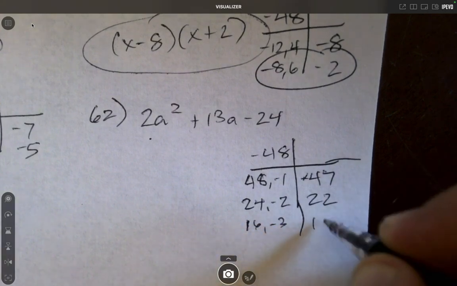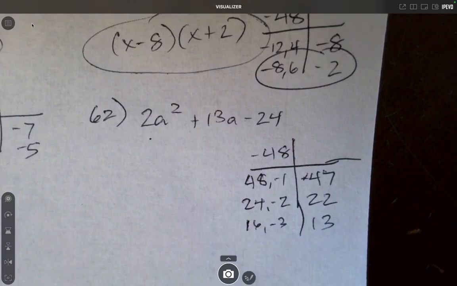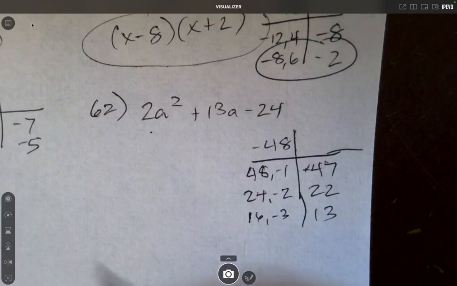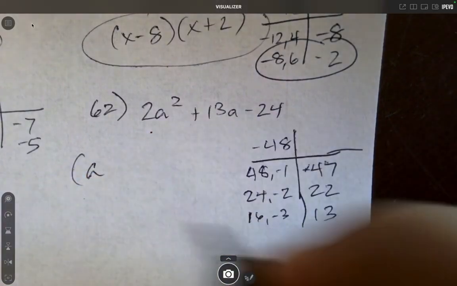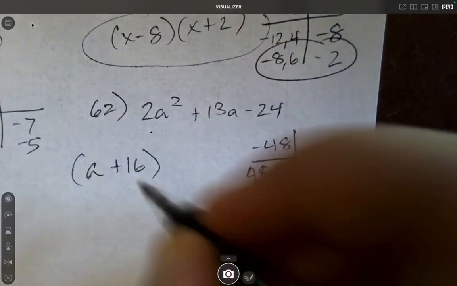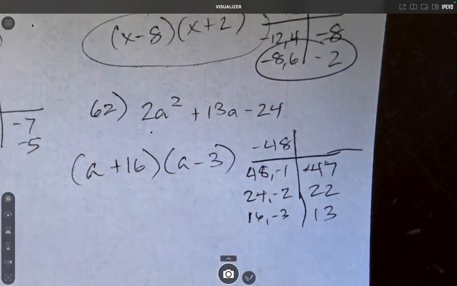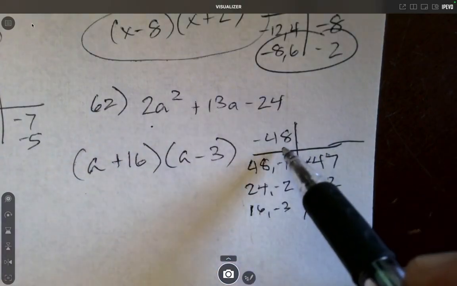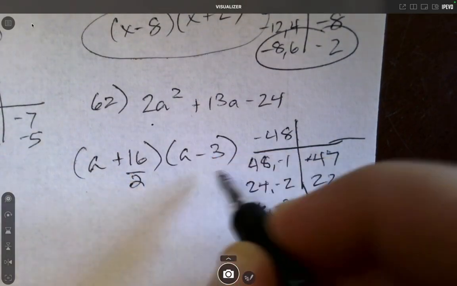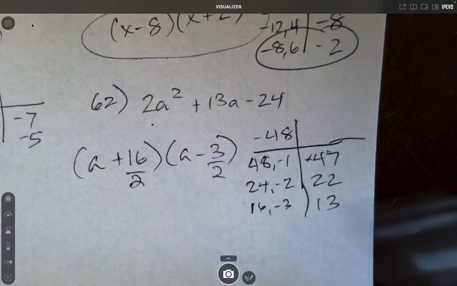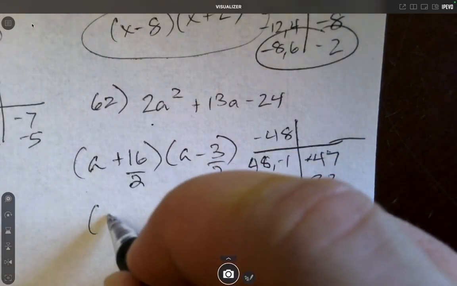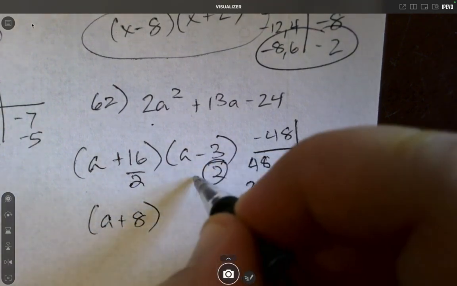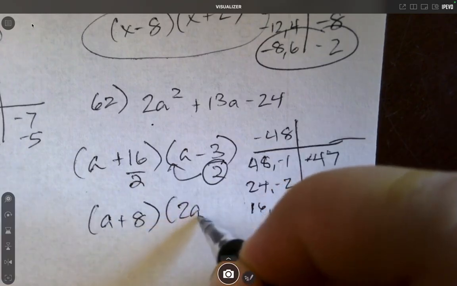16 and negative 3. There we are. 16 and negative 3 do multiply to negative 48 and add up to 13. So we'll start by writing a plus 16, a minus 3. Then remember, we tried to hide that 2 by multiplying it to the 24, but it's coming back trying to divide and conquer. So this 16 over 2 comes out even to just 8. But this one we cannot reduce it, so the bottom has to come up.